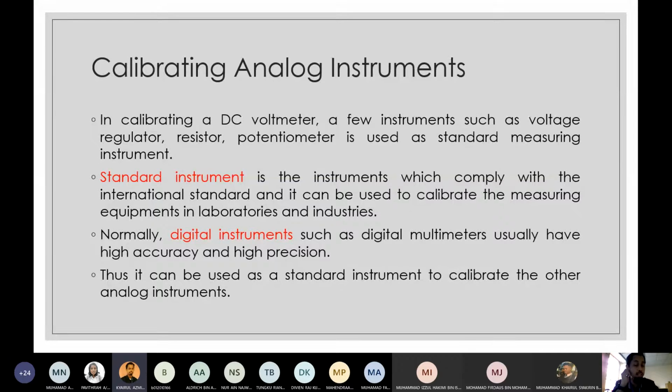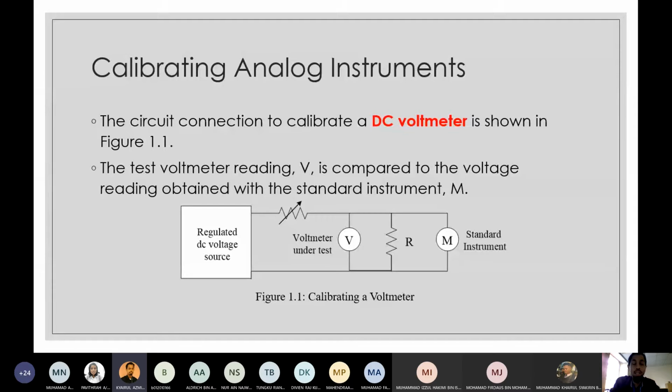And we can also check the performance of digital instruments with other digital instruments to verify whether it's good or not. Okay, this is the standard setup for analog DC voltmeter. For this setup, we want to calibrate the meter here, and this is the standard meter we use as reference. So this is an analog voltmeter, this is a digital voltmeter. This is a regulated DC voltage source. So regulated means control. So you can set what is the exact voltage source that you want.